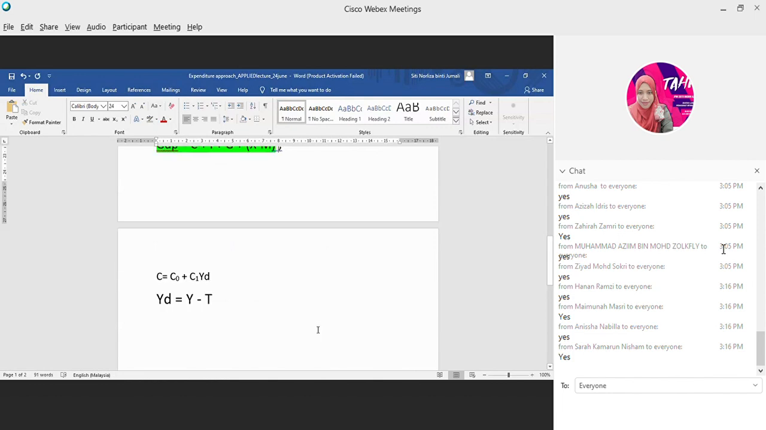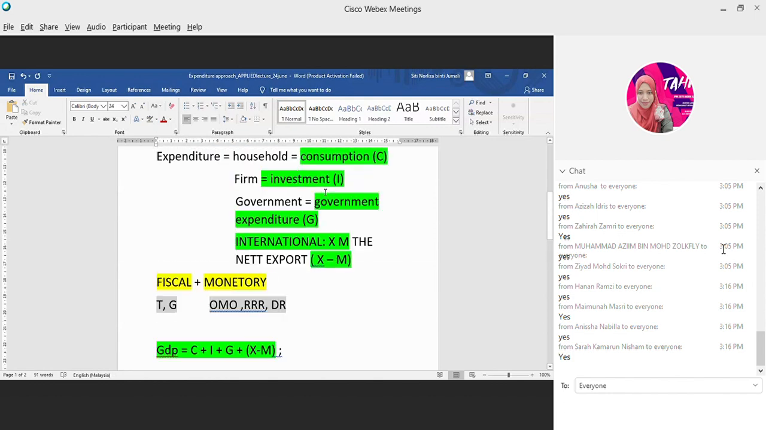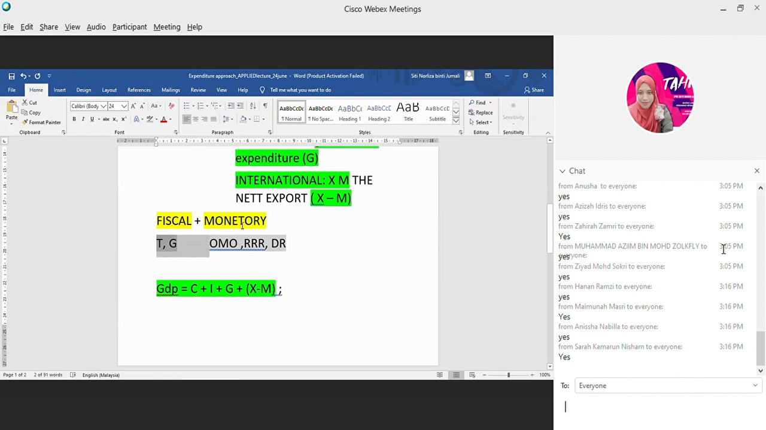So when we want to relate the fiscal policy with the consumption, with the investment, with the government expenditure, with international trade over here, and also with the monetary policy over there. So how it will affect the AD, then you have to understand the concept one by one.